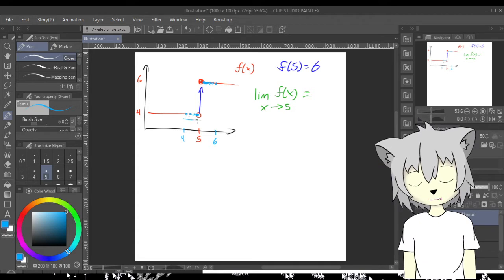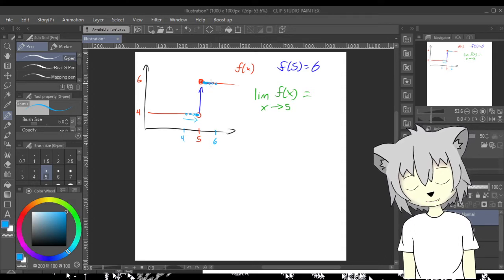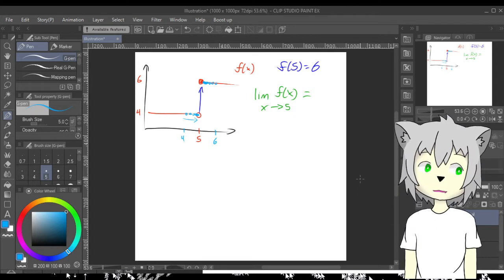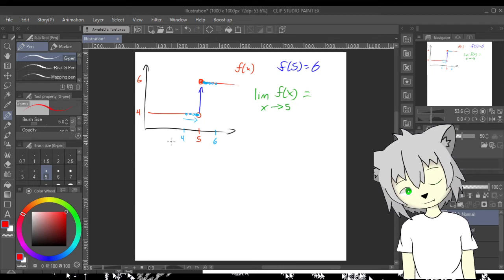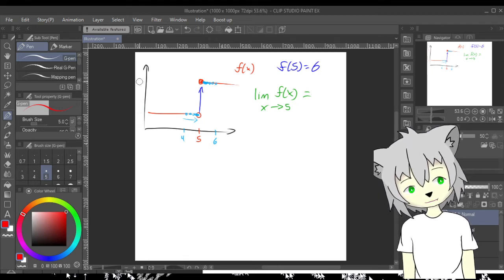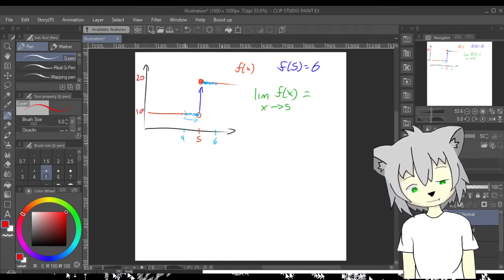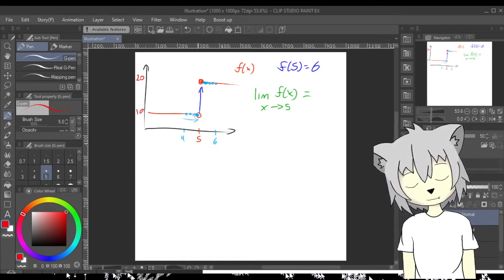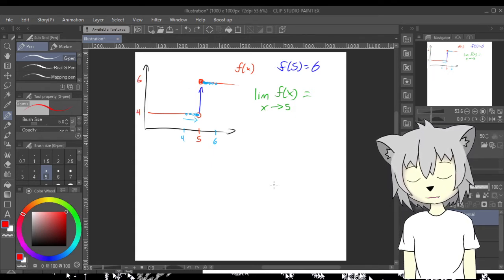But the limit here is approaching 4, yeah? As x is approaching 5 from 4, it's approaching 4. But as we're approaching 5 from 6, from a higher number, we're approaching 6. Of course, I accidentally chose a really bad number for this because this technically could be 20 and 10. In this case, the limit here would approach 10, 10, 20, 20. But the basic point is they're approaching different numbers.